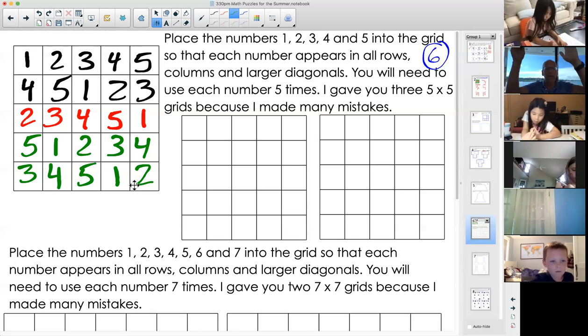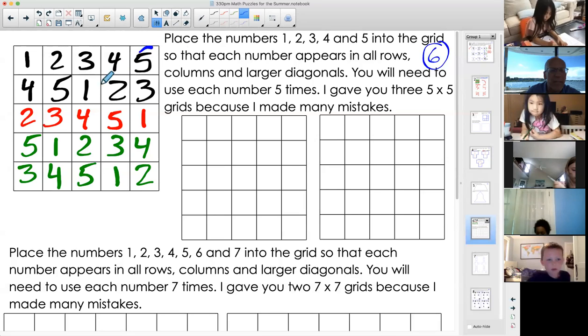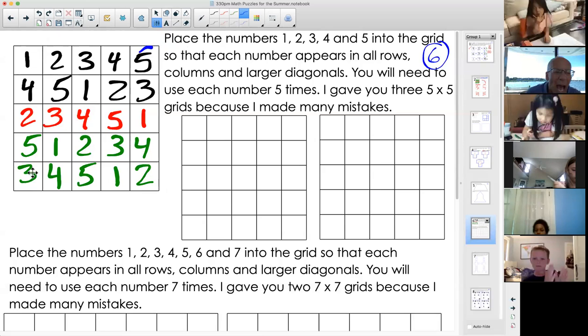Everybody clap their hands right now. I cannot believe that we solved it. Look at it, guys. Every single diagonal has all 5 numbers. Every single row has all 5 numbers. And every single column has all 5 numbers. I cannot believe you guys solved that one.